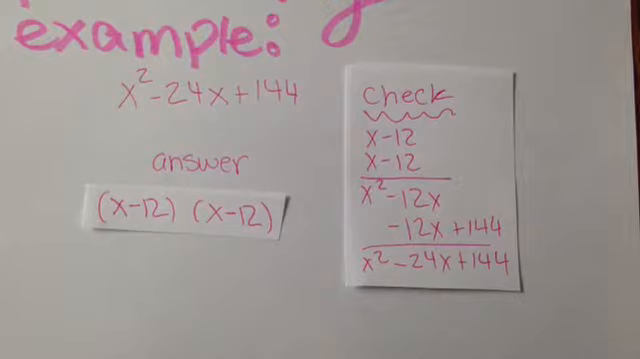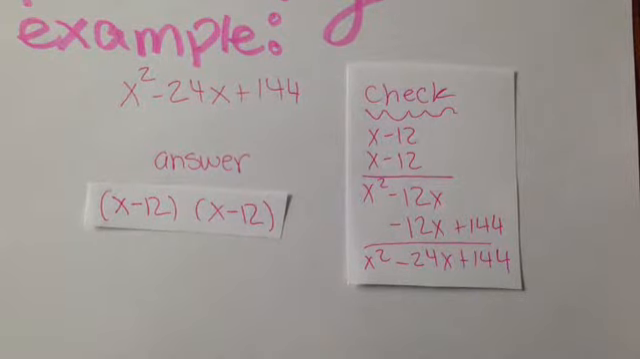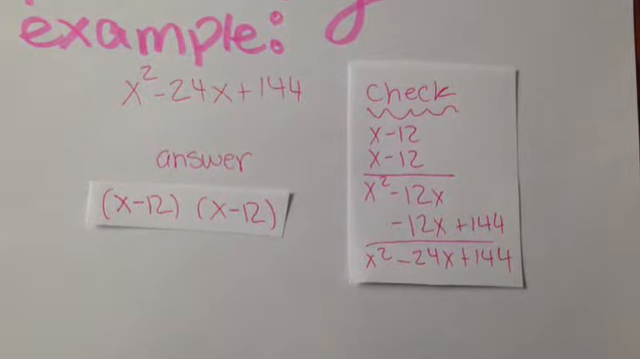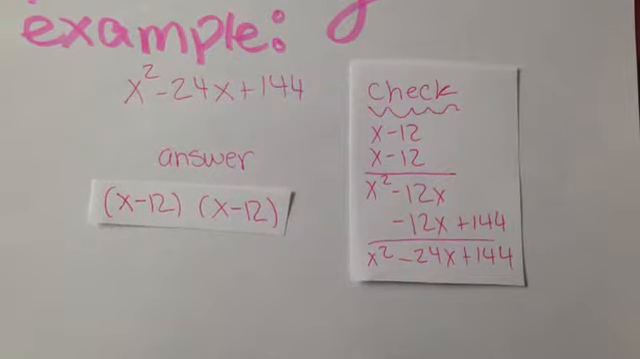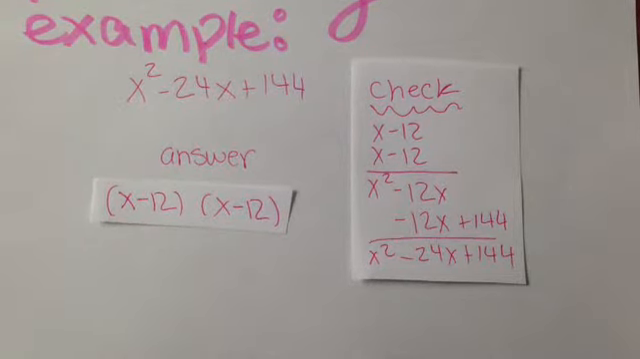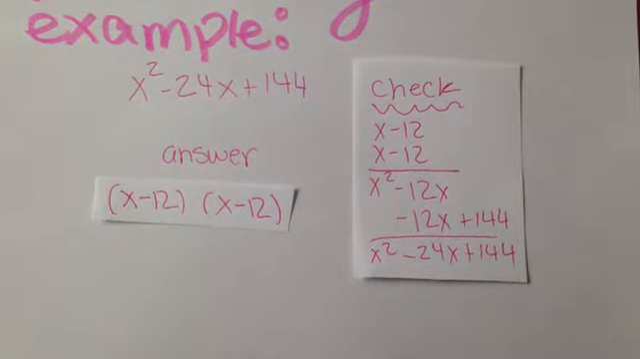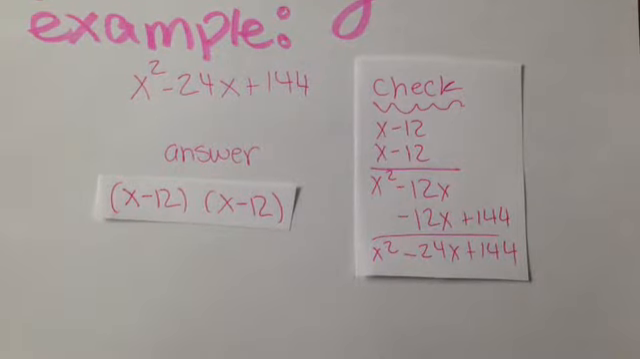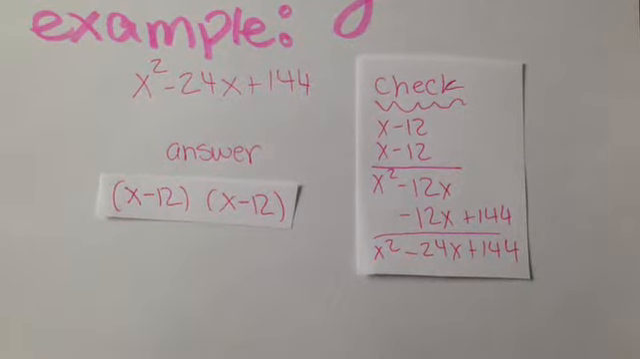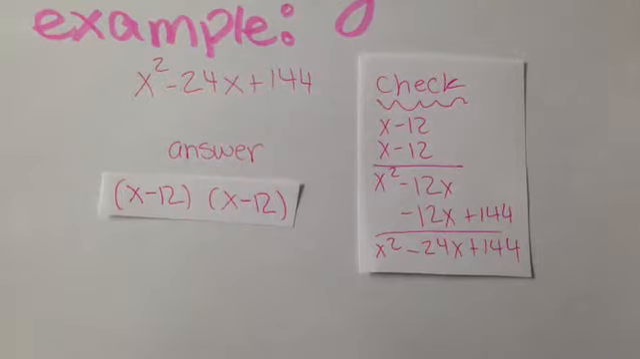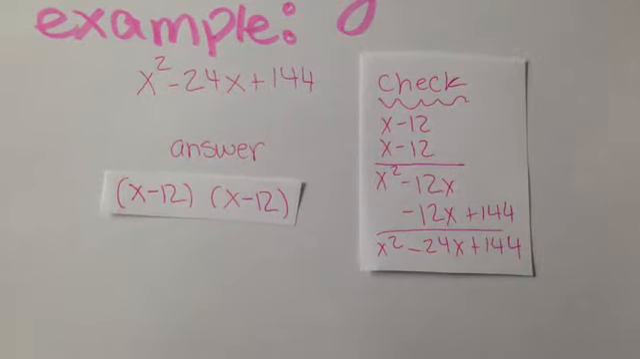So to check this problem, you do (x minus 12) times (x minus 12). X times x is x squared. X times negative 12 is negative 12x. Negative 12 times x is negative 12x. And negative 12 times negative 12 is positive 144.